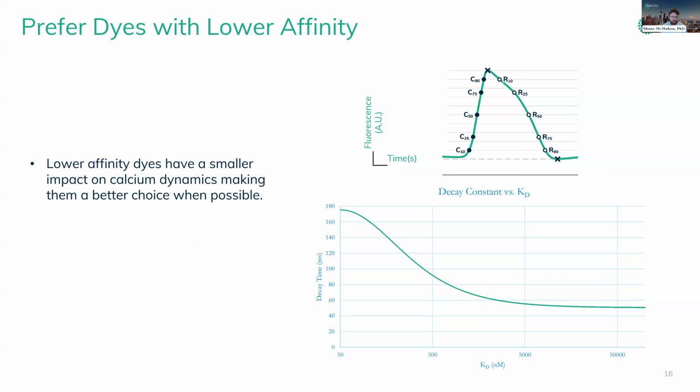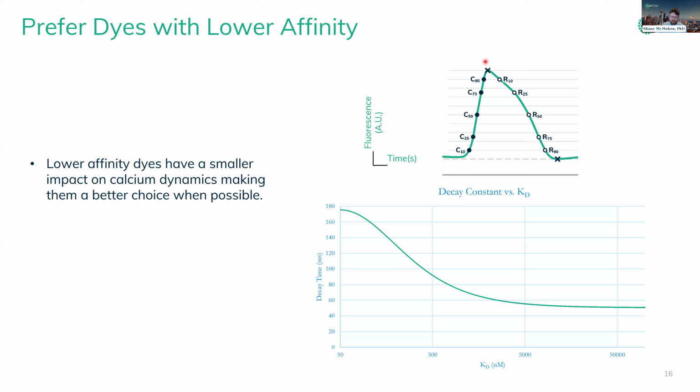I want to expand a little bit on the KD. So given the choice between two dyes that perform similarly, we should generally prefer dyes with the lower affinity. And this is because lower affinity dyes have a smaller impact on calcium dynamics, making them a better choice when possible.